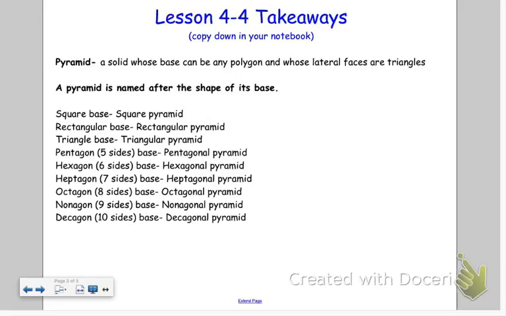So here are the takeaways. Pretty simple. Just remember, a pyramid is a solid whose base can be any polygon and whose lateral faces are triangles. And just like we talked about with prisms, a pyramid is named after the shape of its base. So if you have a square base, a square pyramid. A rectangular base, then a rectangular pyramid. Triangle base, triangular pyramid. If it's a pentagon base, pentagonal pyramid, and so on and so forth, all the way up to a decagon base, which means you'd have a decagonal pyramid.